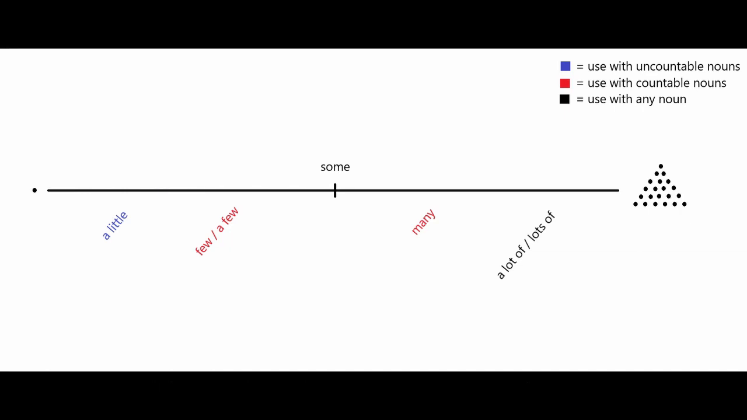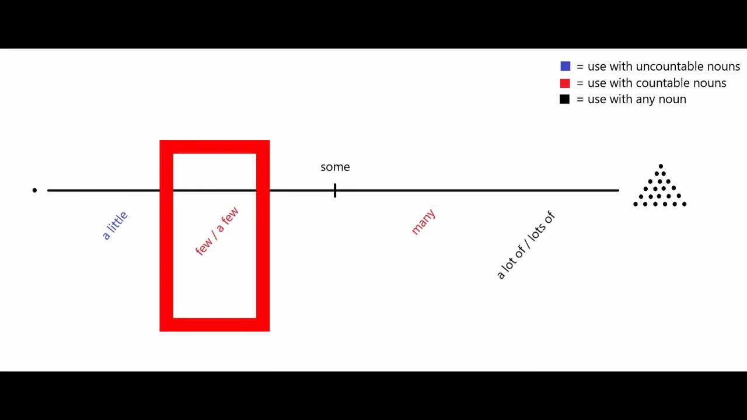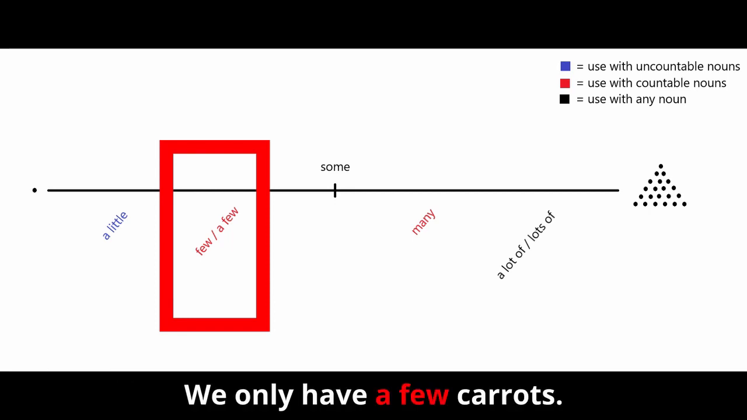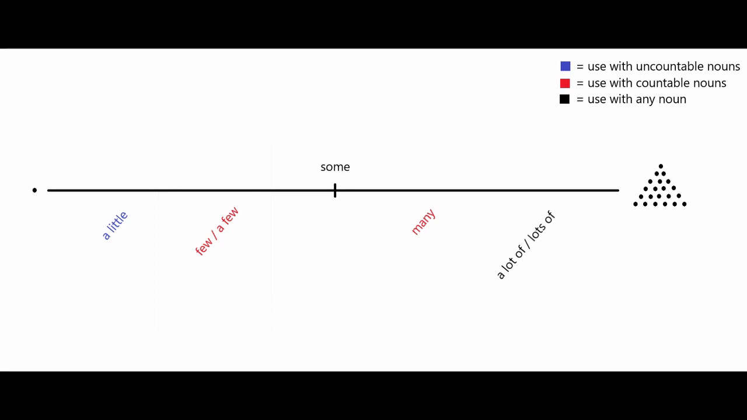Next, we see the terms few and a few. It is important to note that few and a few can only be used with countable nouns. A few implies that there is not much of something. For example, there are few cars on the road today, and we only have a few carrots.